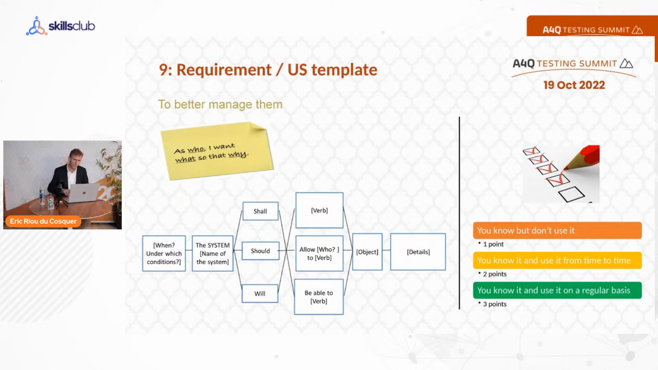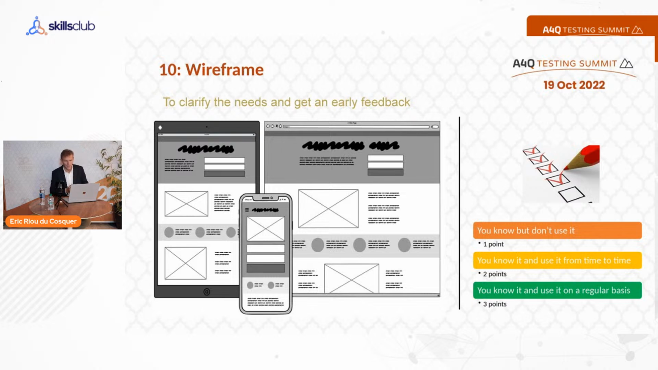And we're going to move to the 10th method or tool, which is about wireframes. So what are we talking about? A wireframe is a bit like a drawing of the expected graphical user interface of a software or an application. It should not be too nice, so that's why it's black and white on this picture. It's a bit like you are drawing on a paperboard.